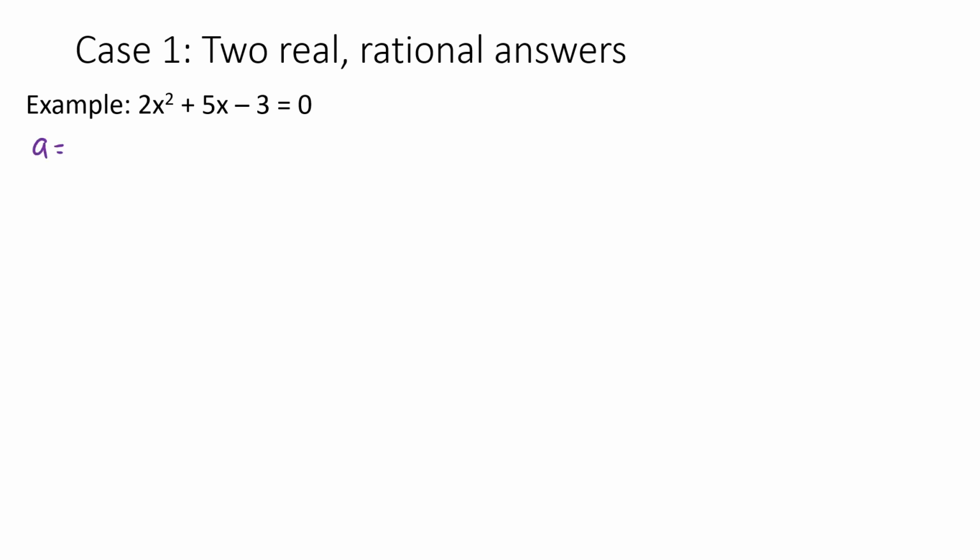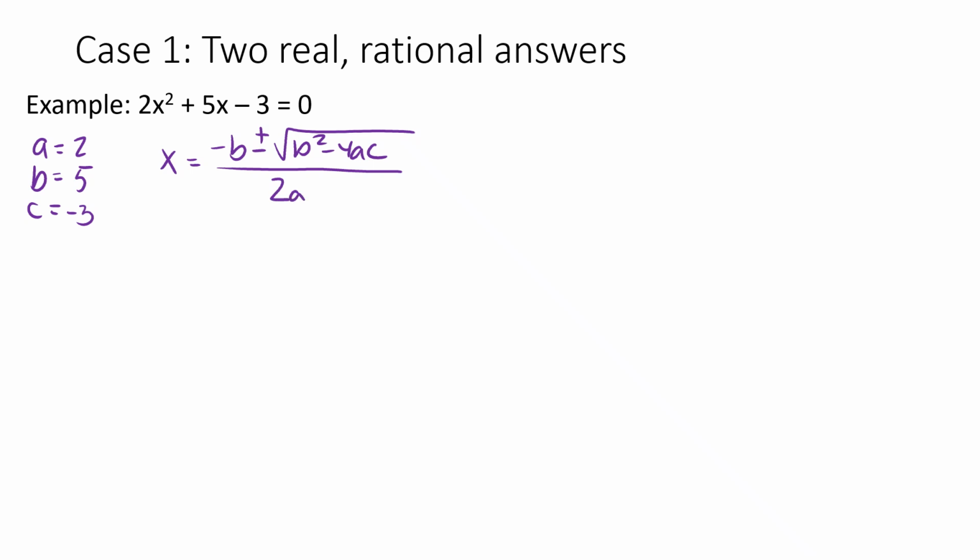In this problem, A is equal to 2, B is equal to 5, and C is equal to -3. We're going to dump those into the quadratic formula, which, if you're not comfortable with, please go check out the video on the quadratic formula. The part of the quadratic formula that we're going to focus on is this part right here, the b squared minus 4ac, because this is the part that determines what kinds of answers we're going to get.